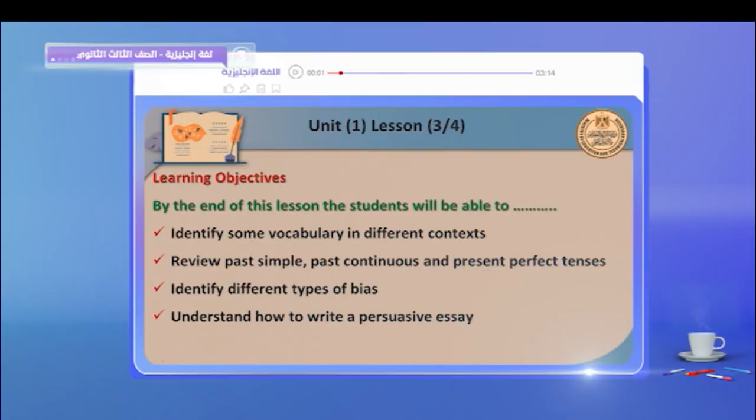Understand how to write a persuasive essay. You know essay writing. Every essay has different types. Today we're going to discuss the persuasive essay: how to convince a person with your point of view or with your opinion.